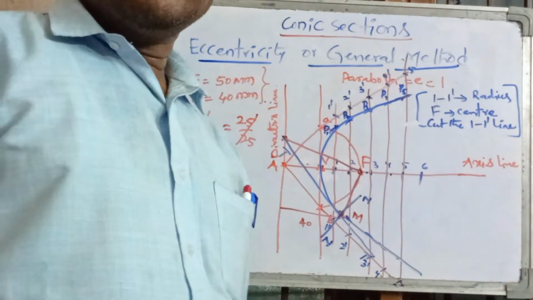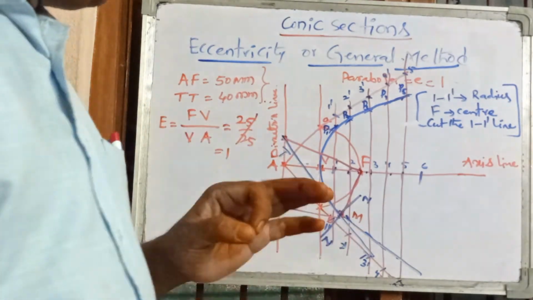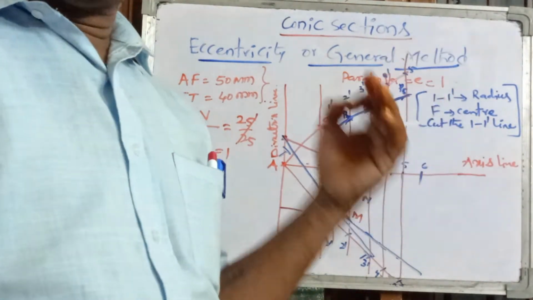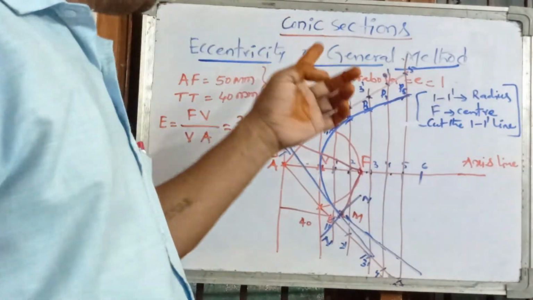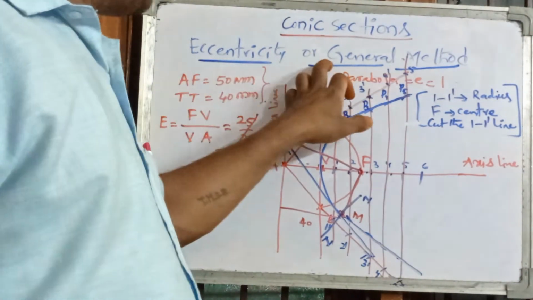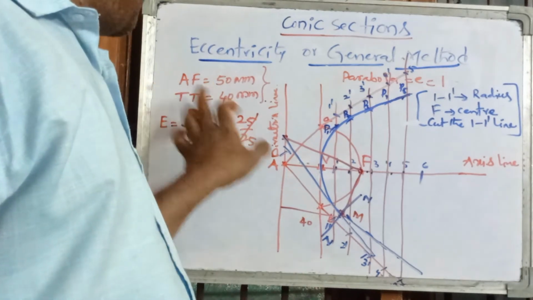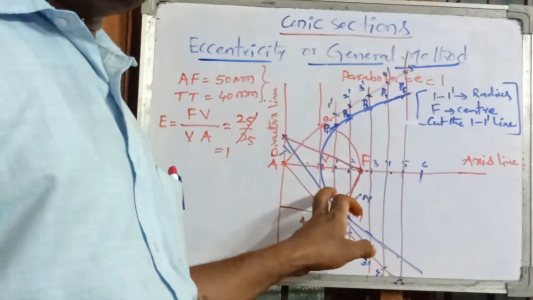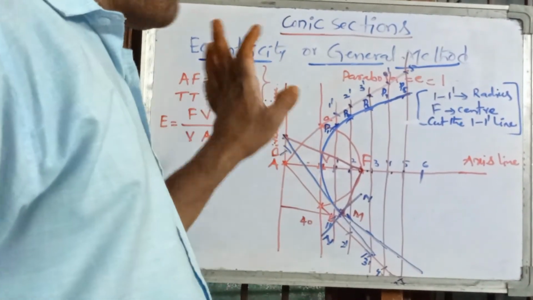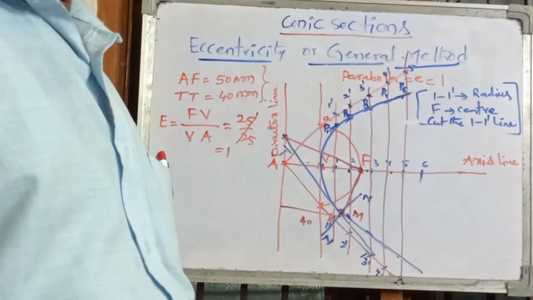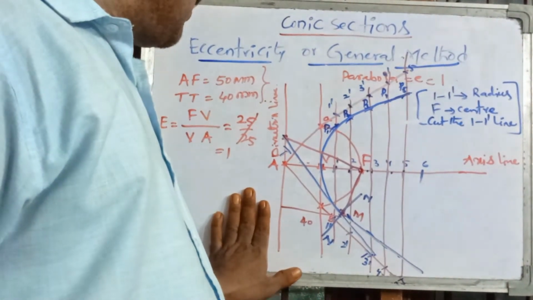The problem is: draw a parabolic curve of eccentricity 1, by using the eccentricity method or general method. The given distance from directrix to focus is 50 mm, and the tangent at 40 mm. That is the question. So now, how to draw this? What is the procedure?